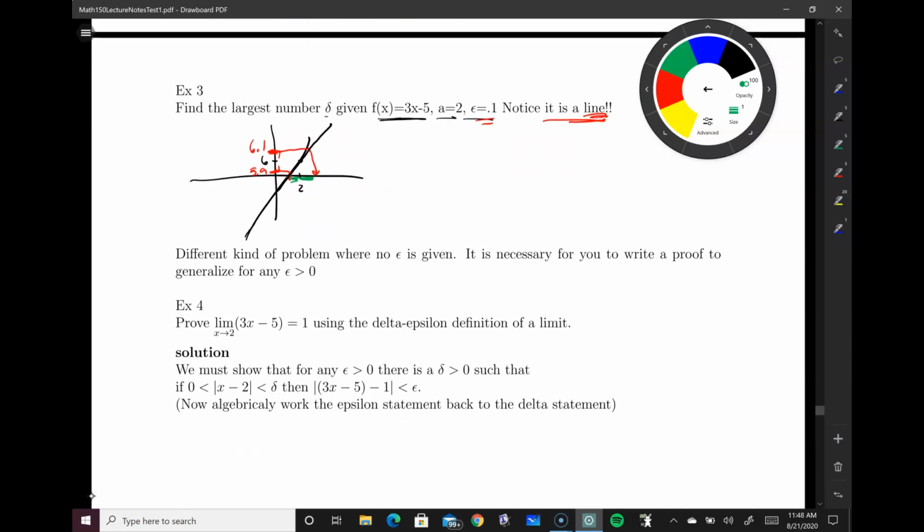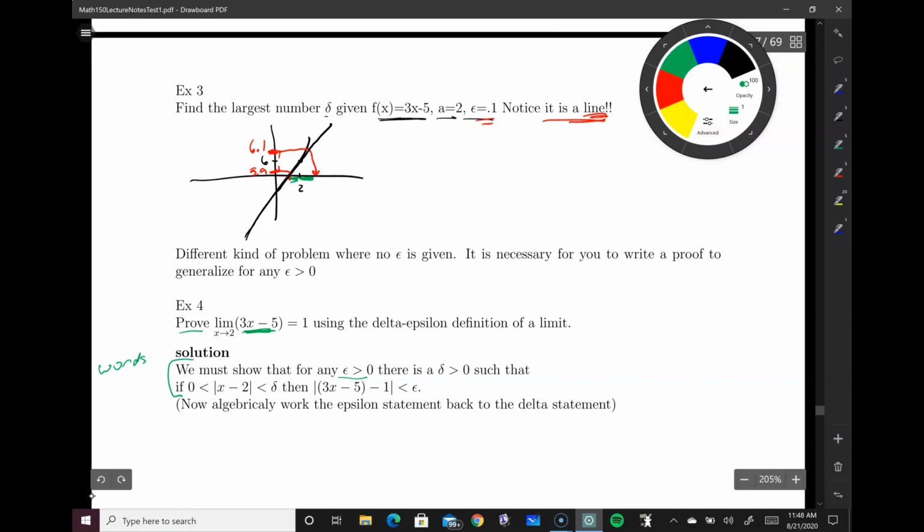We're not going to give you an epsilon for a number. So when we have a line, you'll be asked to prove using the delta epsilon definition. What you're going to do is say, okay, give me any epsilon, I'll tell you what the delta has to be. So these are the words you would have to write. Yes, you have to memorize these words.